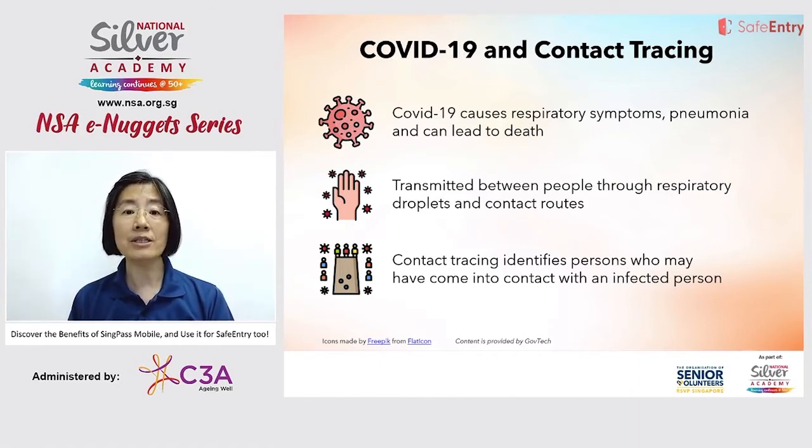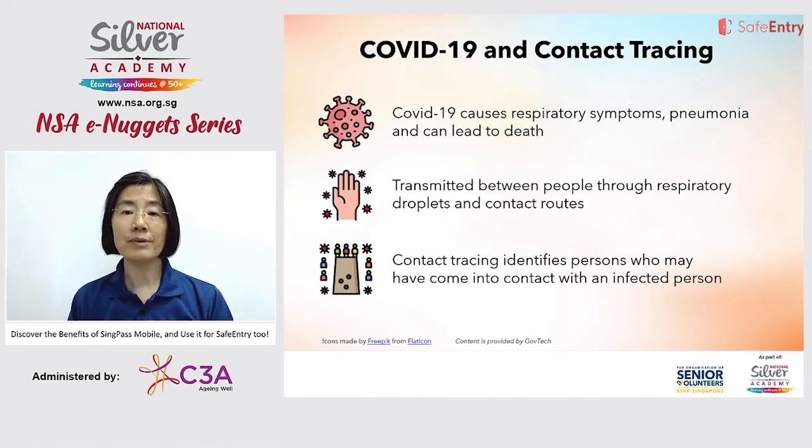So COVID-19 is a virus that will cause respiratory symptoms, pneumonia, and sometimes lead to death, depending on the health condition of the infected patient. And it is transmitted between people based on contact, through the droplets from the respiratory system, and therefore close contact, prolonged contact will increase the risk of getting infected by this coronavirus.